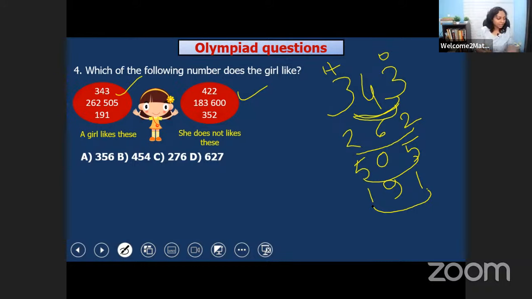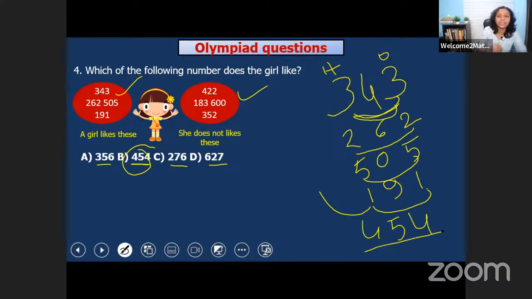So let's see the options. In option B there is 454. Here are 356, 276, 627, not similar. This 454 is just like this type of number. So obviously 454 would be the answer. So option B is the correct one. Very, very good.